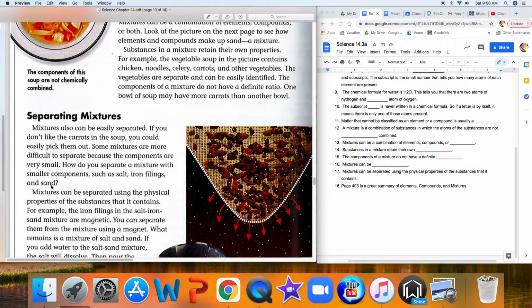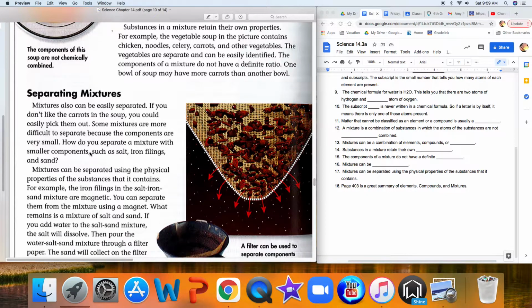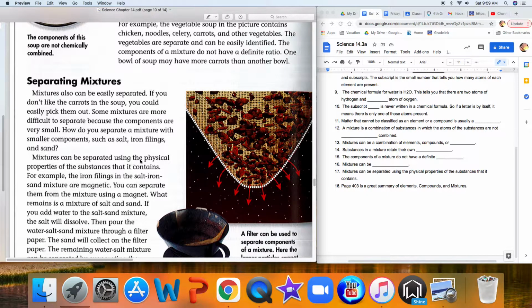In other words, what aren't you going to do? You're not going to pick those out by hand, are you? That would take you forever. But they said it's supposed to be easily separated. So, can it be separated? Sure. Mixtures can be separated using the physical properties of the substance that it contains. For example, the iron filings in your salt iron sand mixture are magnetic. So I could separate them using a magnet.